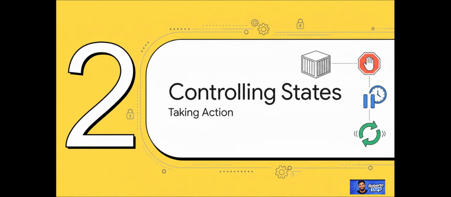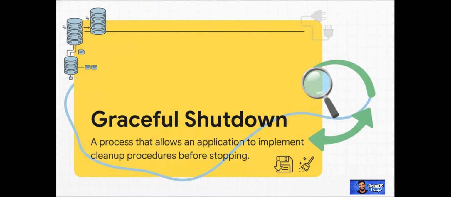All right, so now that we have visibility, let's move to the next phase, control. It's time to learn how to actively manage our containers by stopping, pausing, and restarting them safely and effectively. Before we stop anything, we need to understand a really critical concept, graceful shutdown. You don't just want to pull the plug on an application.